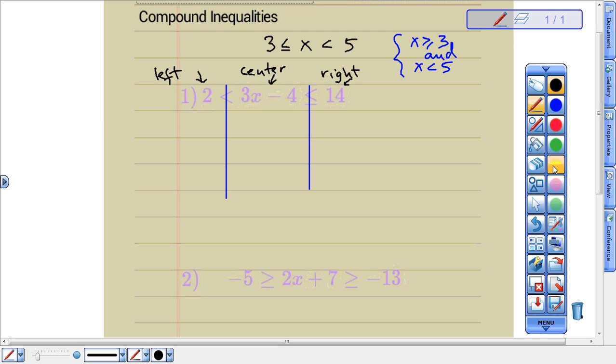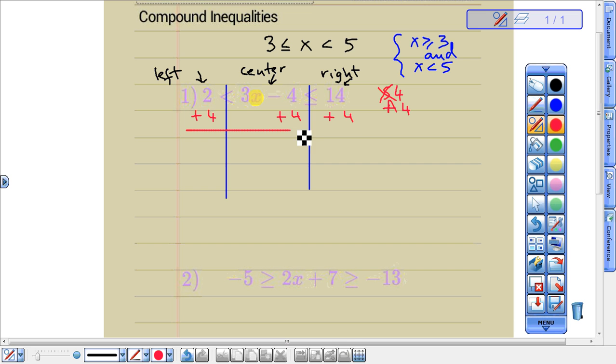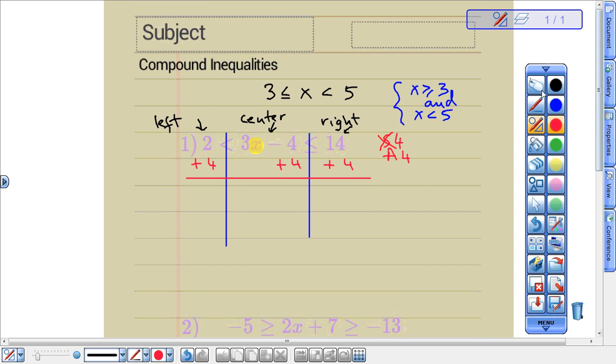So the variable in this case is located right here in the center. X is my variable. Along with the variable, I have multiplication and subtraction. We're going to tackle the weakest link, subtract 4. The inverse operation to subtraction is addition, so we're going to add 4 to all three sides. By addition, we're going to have a new inequality: 2 plus 4 is 6 is less than 3x, 4 minus 4 is 0, and 14 plus 4 would be 18. So now we have a new inequality: 6 is less than 3x is less than or equal to 18.